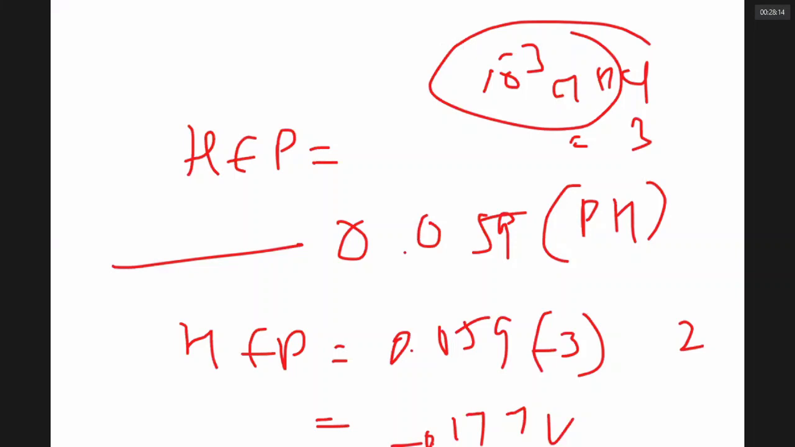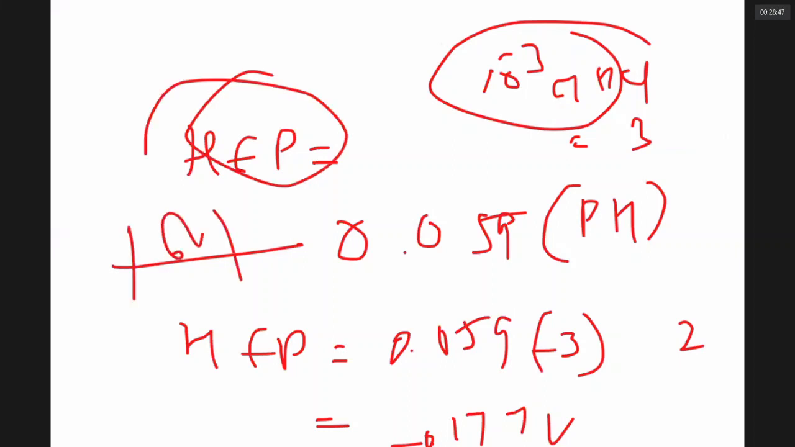Can you see it? I approximate it as minus 0.18. The shortcut formula: hydrogen electrode potential at any pH is equal to minus 0.059 into pH. In a 1 molar H plus ion solution, the hydrogen electrode potential is equal to 0, because when the concentration of the solution is 1 molar, the pH will become 0. Do you know the pH of a solution becomes 0 in 1 molar solution?